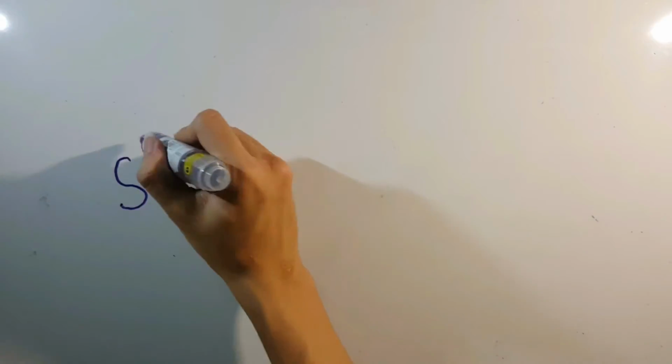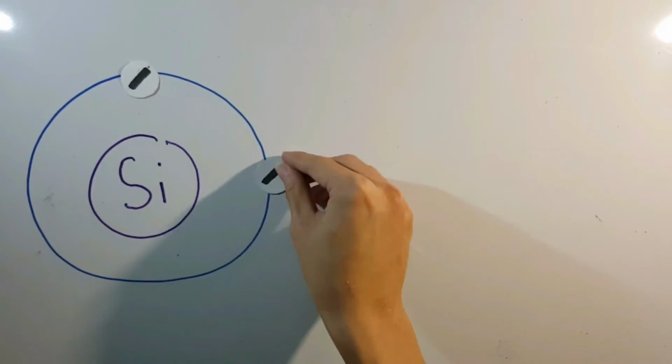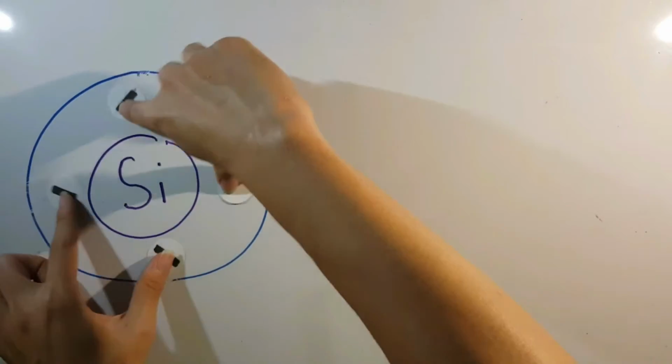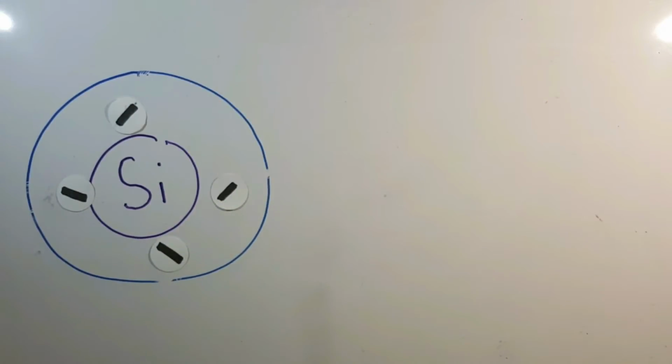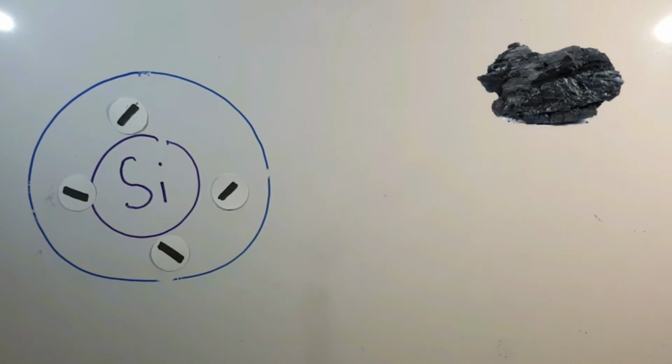But in a silicon atom, which has 4 valence electrons, the force of attraction between valence electron and the nucleus are much stronger than copper atoms. Semiconductor materials such as silicon, germanium, and carbon are commonly used in our daily lives.